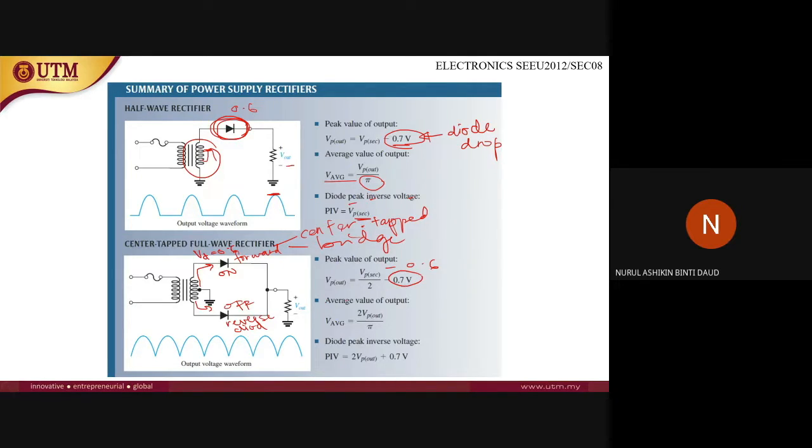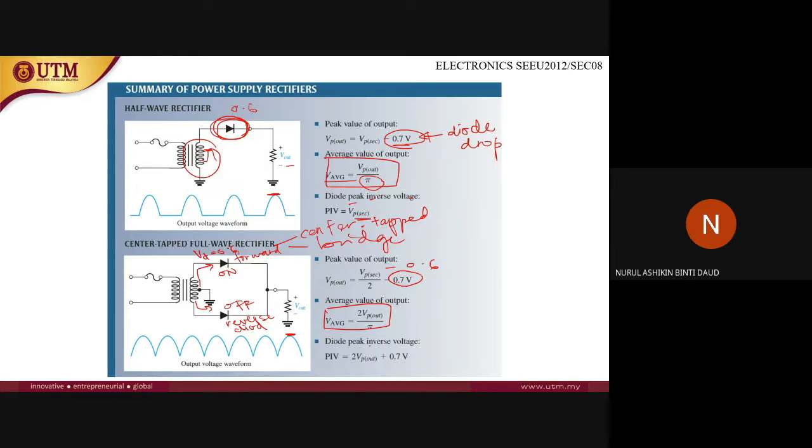And then the average value of output. The average value is 2 times the output peak, output peak waveform divided by pi. So this is different from the half wave rectifier. For half wave rectifier, there's no multiply by 2. But for full wave rectifier, for center tap, you should multiply by 2.